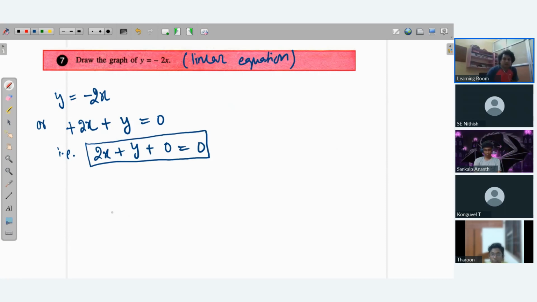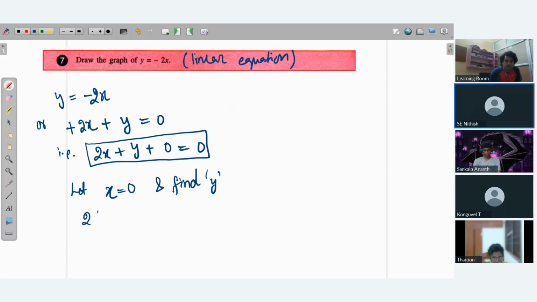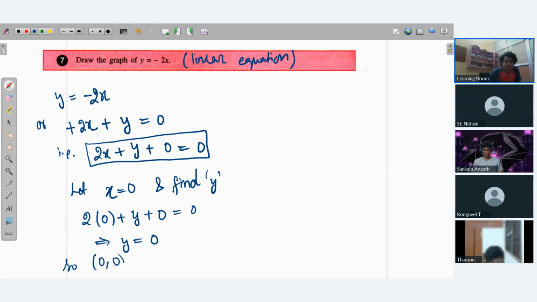I want to find 2 points on this line. So how do I do it? I let x equal to 0 and find y. Then it will be 0 plus y plus 0 equal to 0. That is x equal to 0, y equal to 0. So 0, 0 is a point on this line. Correct?